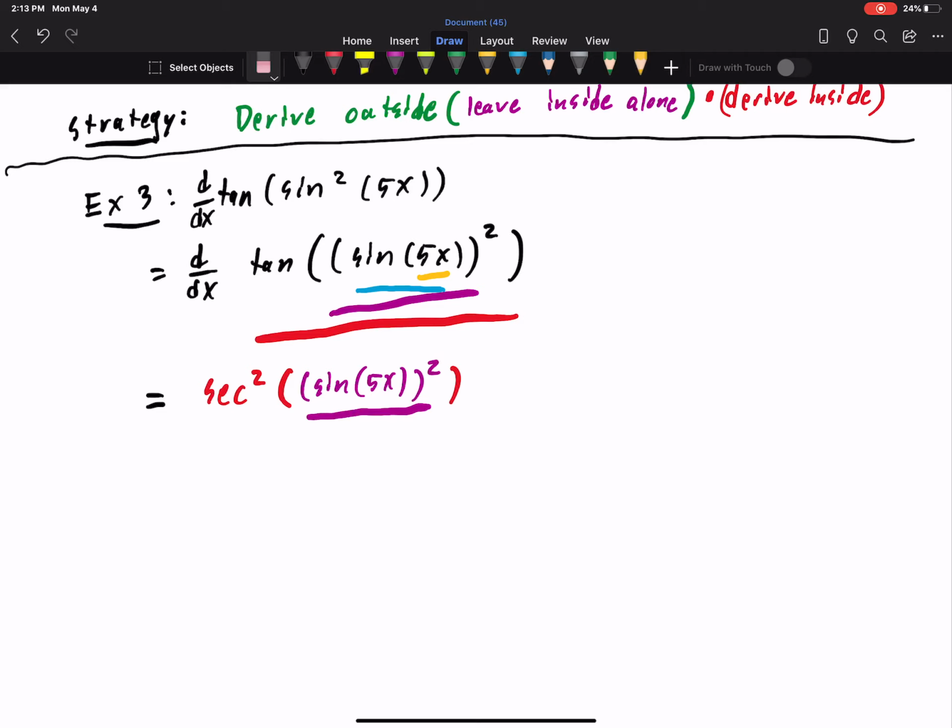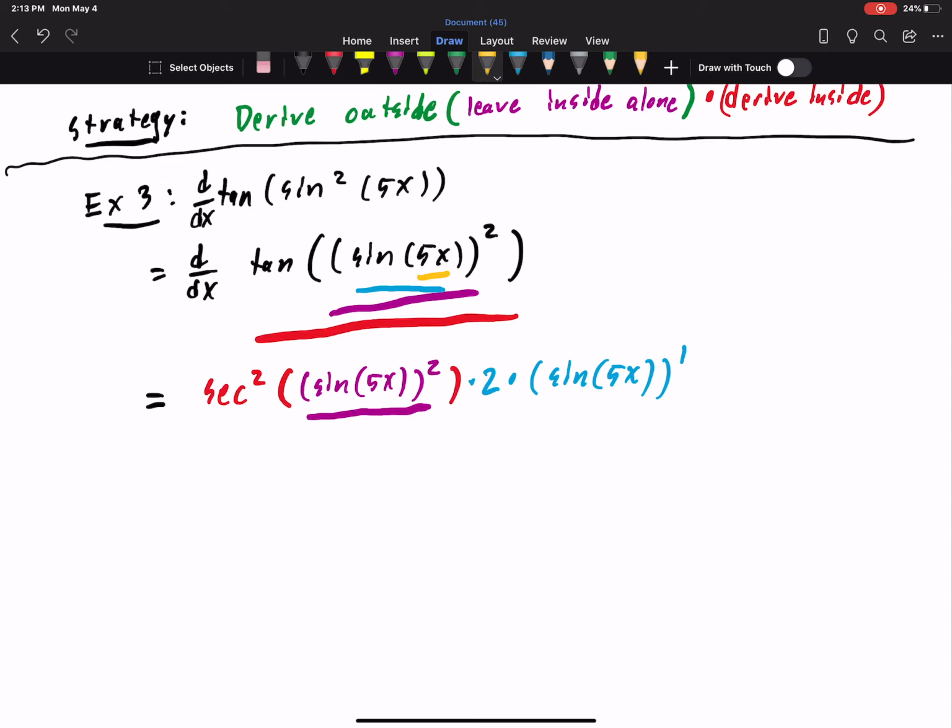So I'll do this in blue. This gives us 2 times sine of 5x to the first power. All I did was I took the 2 inside the purple thing, moved it down in front, subtracted 1 from the exponent, and copy-pasted the inside of the purple underlined function. Okay? That's all I did.